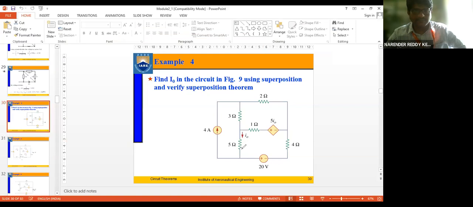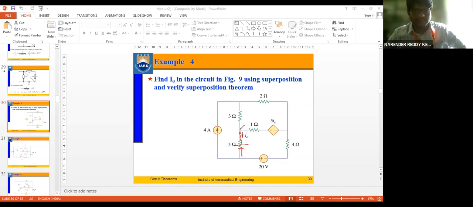Suppose I want to find the same VTH and RTH for this circuit. We already found RTH. If you want to find VTH here, use the same procedure. Assume some voltage source here and find the value of current, since you can apply nodal analysis here as well.